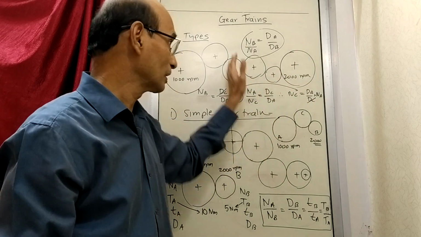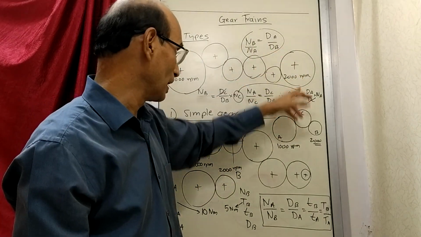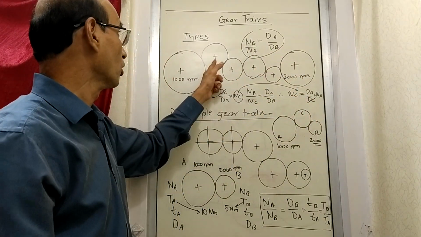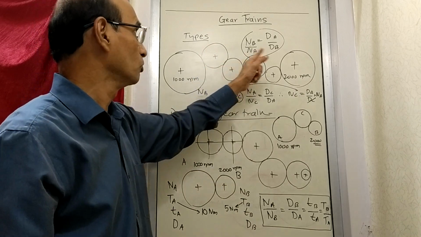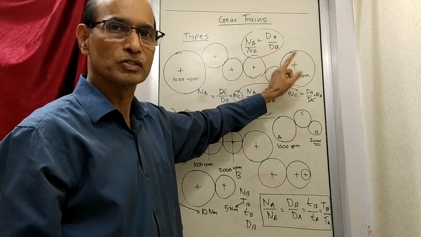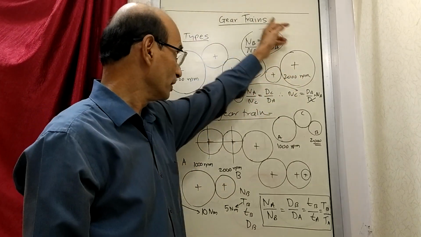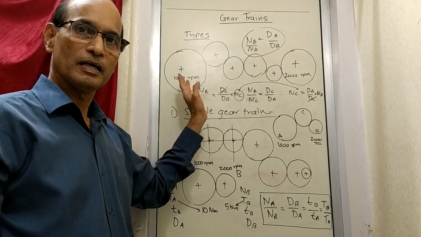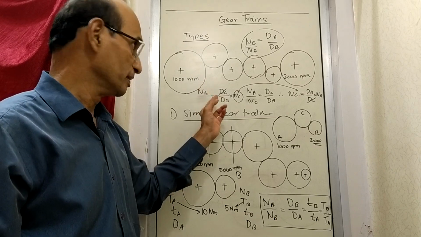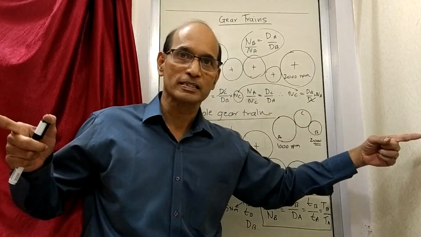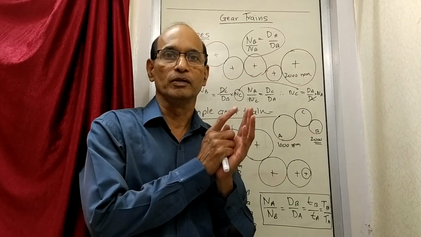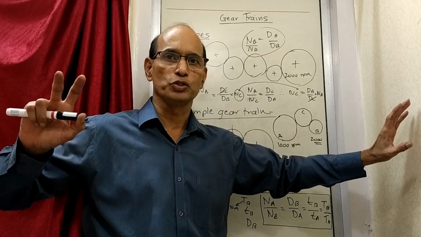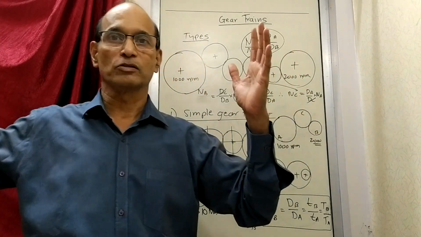Of course, they are transmitting power. But as far as the formula is concerned, even if you go on finding out the speed from one to another, one to another, and so on, it will still be the same as connecting this directly to this. That is the advantage of this gear train. You can connect the two gears by adding any number of gears in between, and you can get the required ratio. You don't have to go for a bigger size of gears.